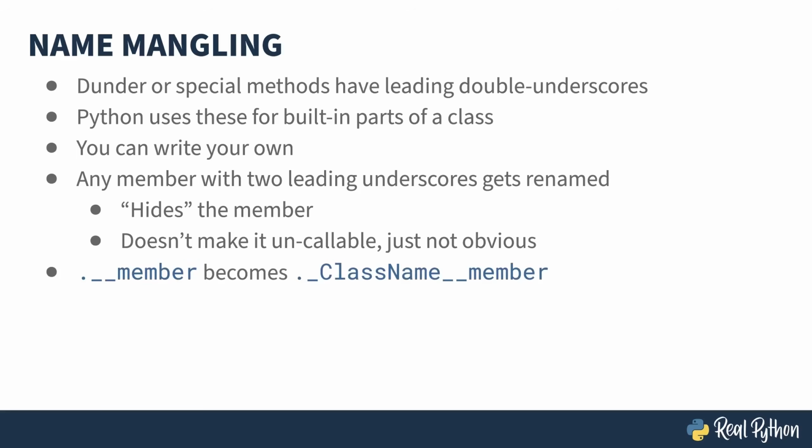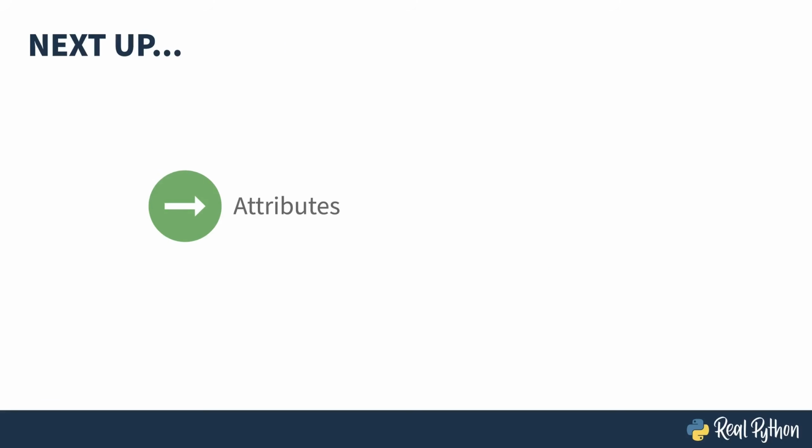These special methods get renamed by Python. This renaming is called name mangling. For example, dunder member gets renamed as underscore class name dunder member. Just like with the single underscore, I can get at it if I know the name, but you can't really claim ignorance if you're going hunting for things. This works for both attributes and methods. Next up, I'll dive into the various ways you can associate data with a class, covering more information about attributes.